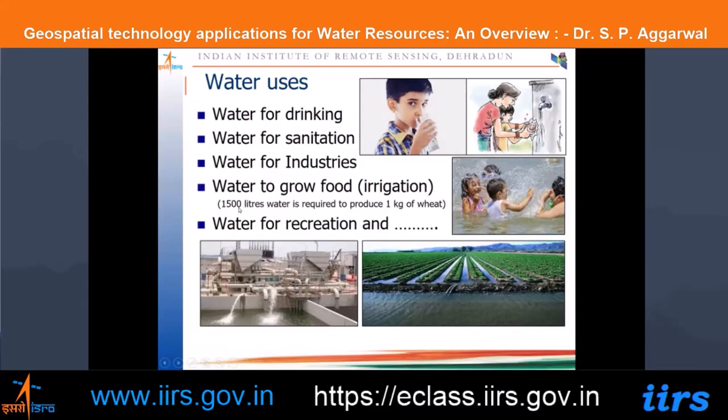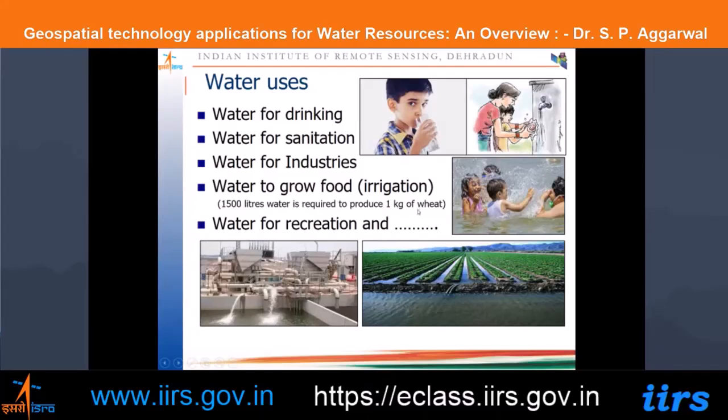So for everything, in fact, we need water. Why only food? We need water for clothes, for specs, for telephones, for mobiles. Whatever you are seeing around you, all these things are actually produced using water. So water is one of the most important things, and without it we cannot survive. And of course, water for irrigation also.